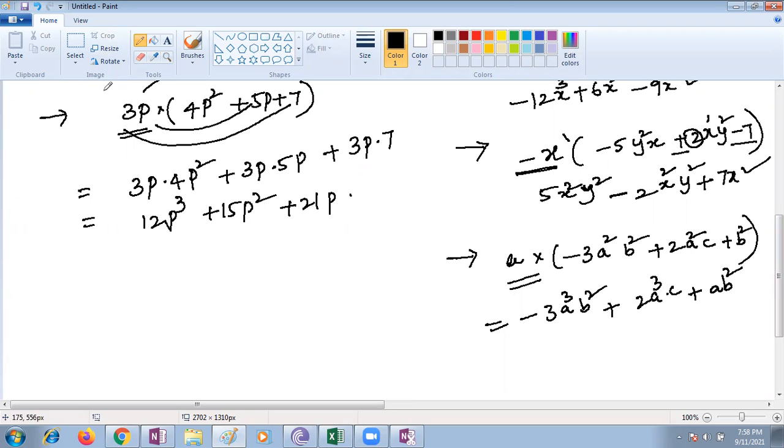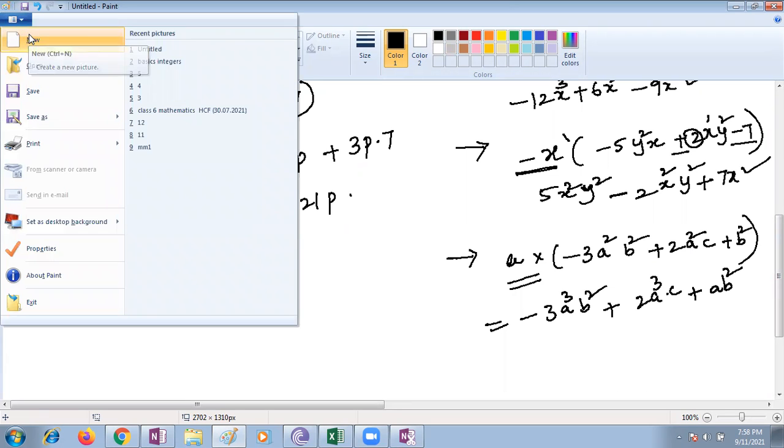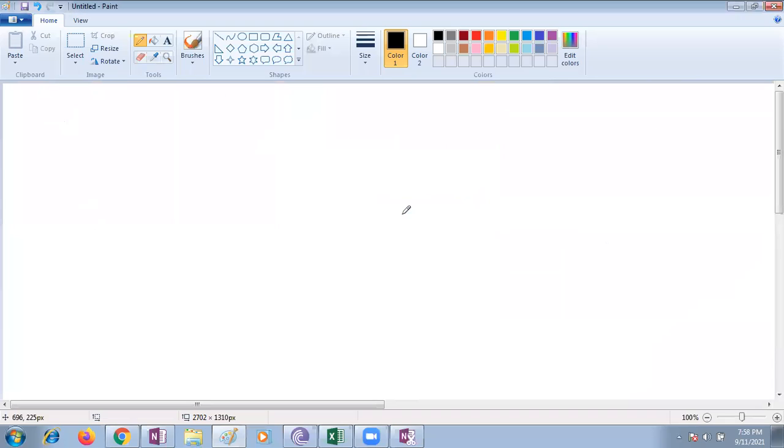You should be a little alert. You are using the distributive property, you are using the integer concept, you are using the product. All three combinations you are using. That's why your chances of making a mistake are higher, but it's a very simple one only.